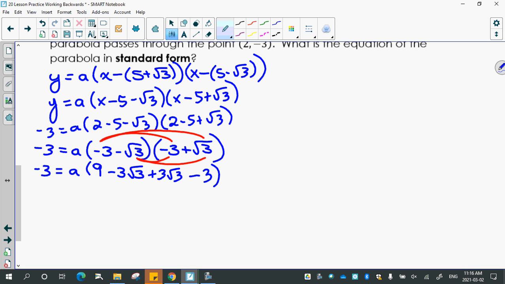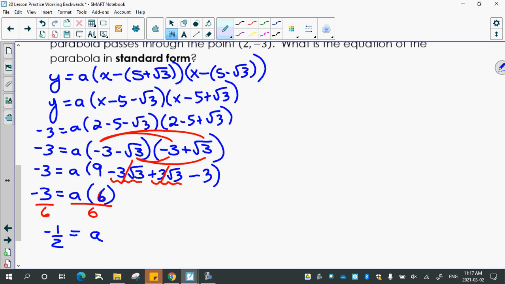Bracket. So then I have negative 3 equals a. Now this forms a 0 pair. Negative 3 root 3 plus 3 root 3 is 0. So they add up to 0, and I'm left with 9 minus 3, which is 6. And then I want to get a by itself, so I'm going to divide both sides by 6. So it's going to turn out that a is negative 1/2. A is negative 1/2. Okay?